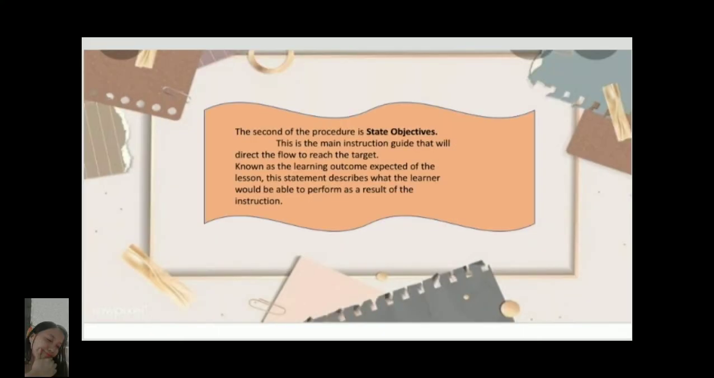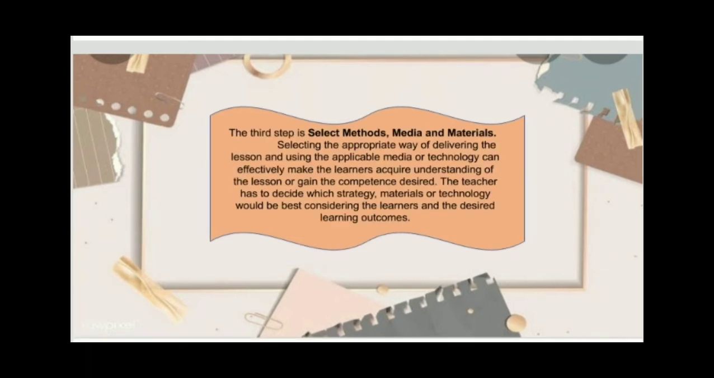The second is the procedure: state objectives. This is the main instruction guide that will direct the flow to reach the target, known as the learning outcome expected of the lesson. These statements describe what the learner would be able to perform as a result of the instruction. So in this state objective, it is the learning outcome or the expectations of the learner in that subject.